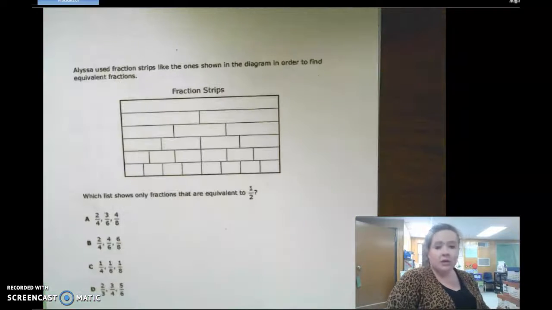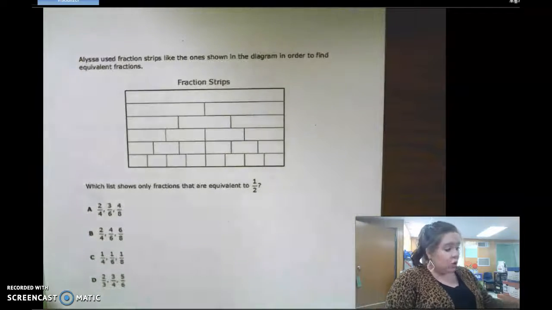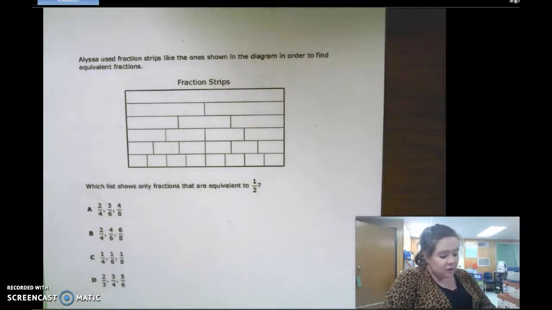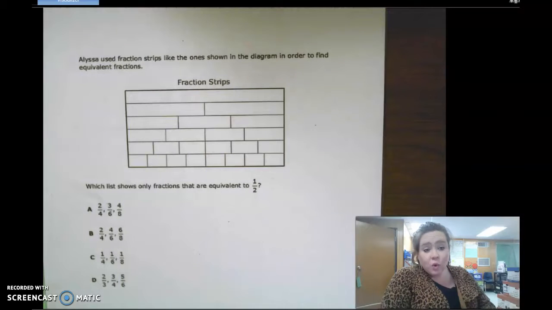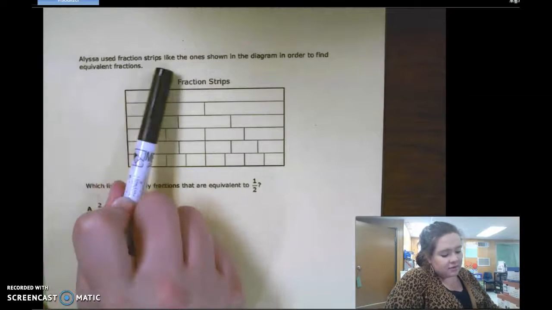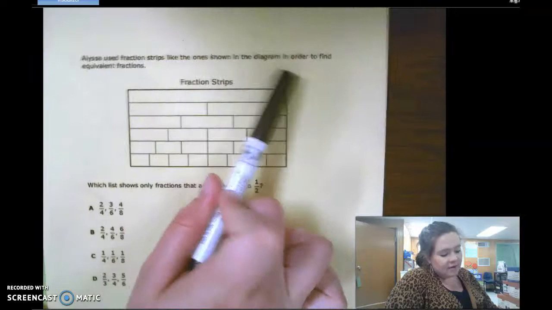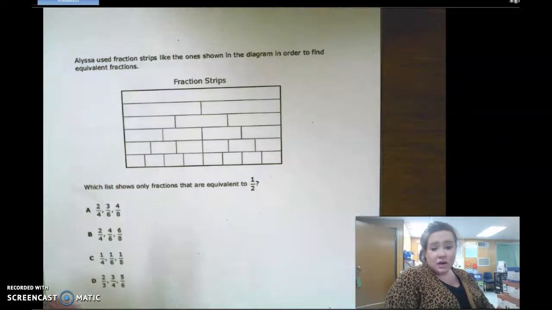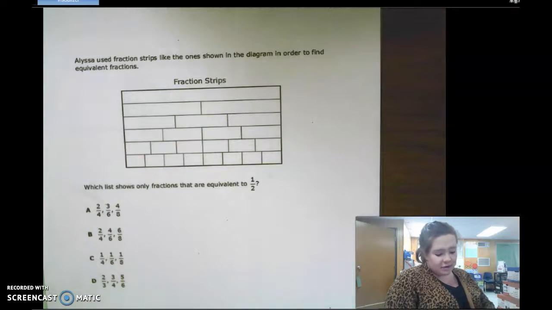Okay. So that was an equivalent fraction problem. The first one that I did was comparing your fractions, okay? This next one, we're going to be finding fractions that are equivalent to 1/2. Alyssa used fraction strips like the ones shown in the diagram in order to find equivalent fractions. So this is just like what we created. We just cut these up, okay?